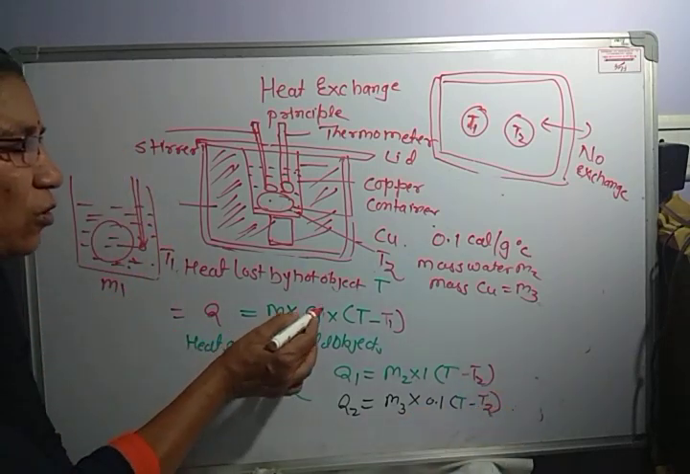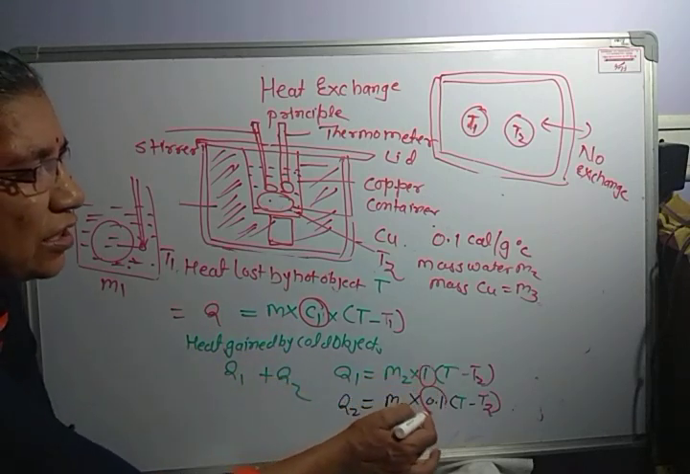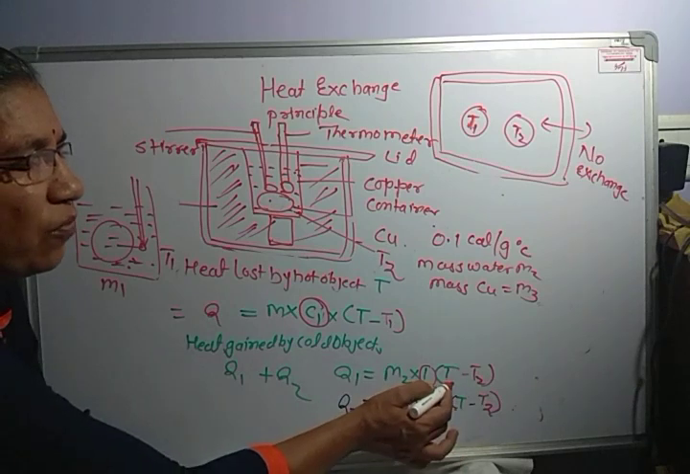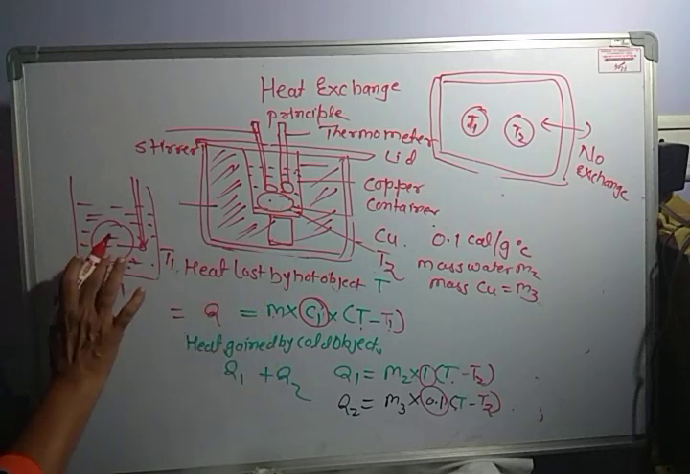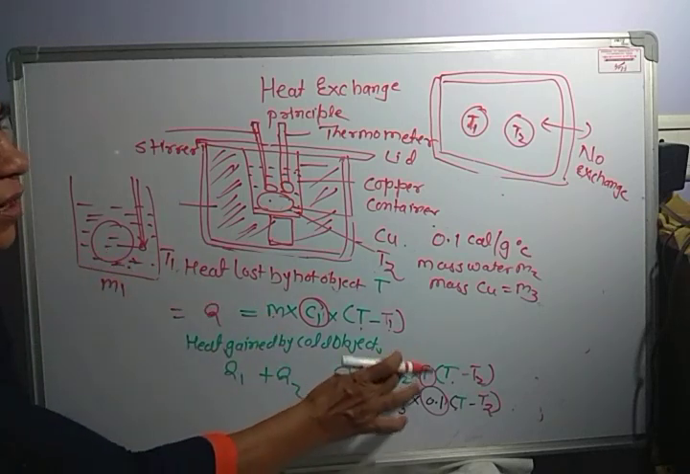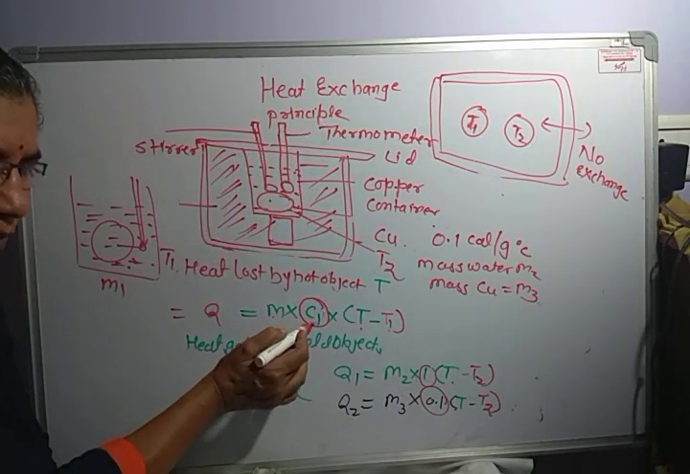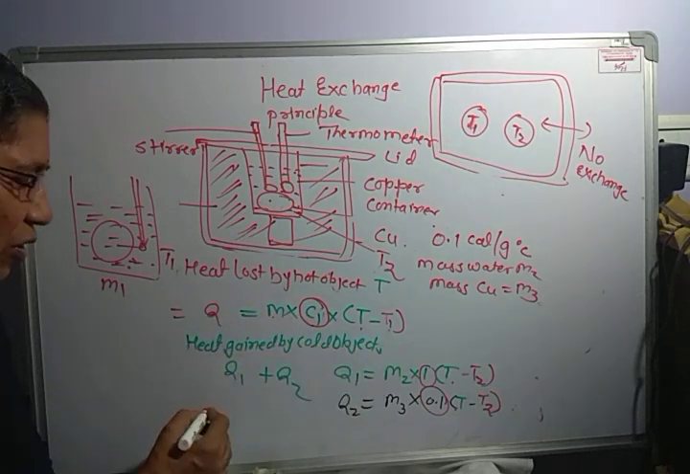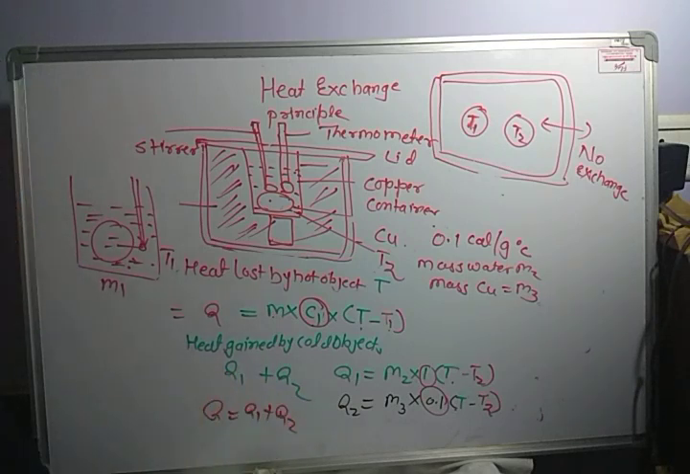Now, what is not known? Only C1 is not known. We know C2, we know C3, we know the final and initial temperatures. We can measure the mass of the hot object, the amount of water added, and the mass of the calorimeter. So only C1 is not known. So by calculating Q = Q1 + Q2, we can find the specific heat capacity of the unknown object. Did you get this?